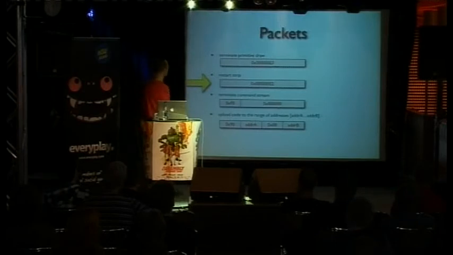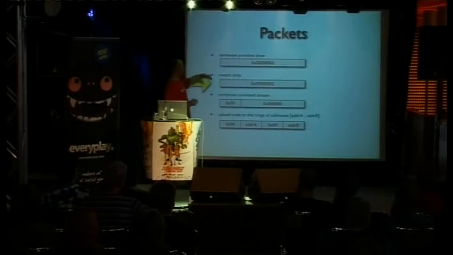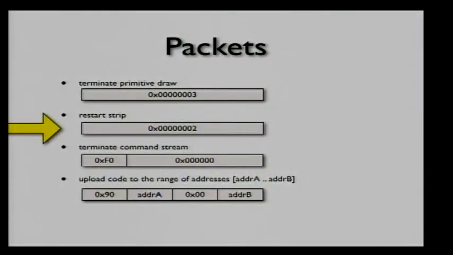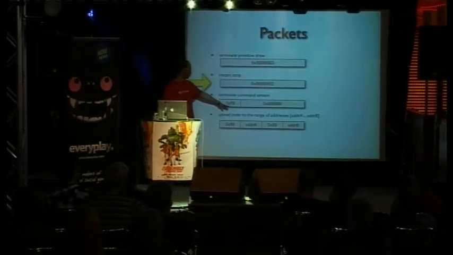For example, when you're writing a triangle strip, at the end it will put 3. That means that the strip should stop, and then the next packet will follow. You could put 2, and 2 means restart strip. That means that the packet will continue afterwards, but the GPU will stop the strip and start another strip, so you don't need multiple draw calls in this case. And the command stream will finish with F at the end.